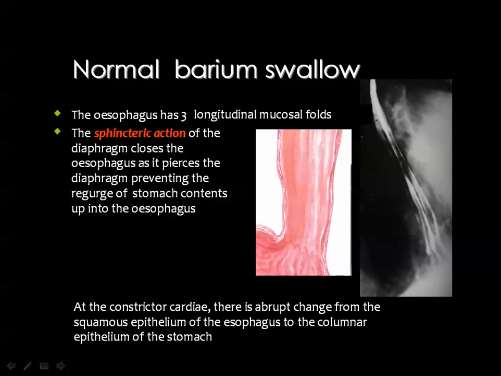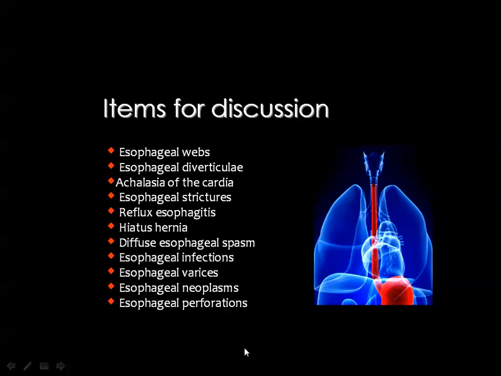Then the normal mucosal folds of the esophagus are 3 longitudinal mucosal folds like this, and this is important because if a part of the stomach is above the diaphragm, the number of mucosal folds will increase. Then you know that this is not belonging to the esophagus, but it belongs to the stomach, hence the diagnosis of hiatus hernia, as we will see.